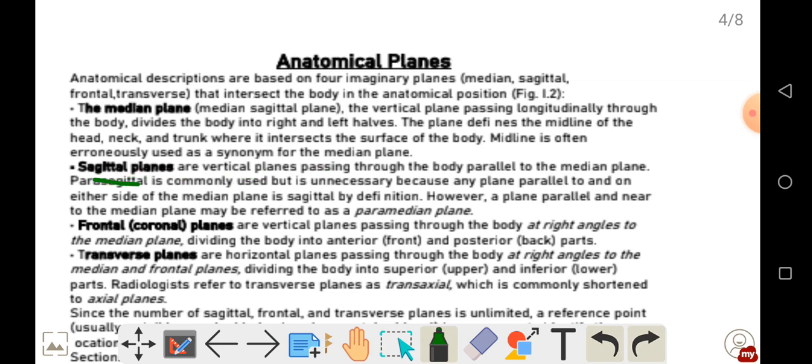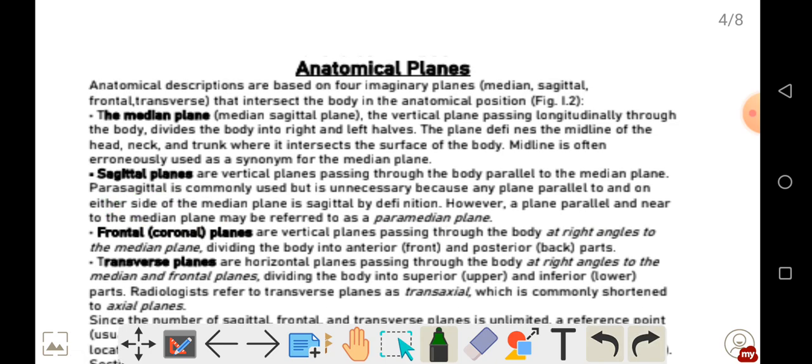Parasagittal is commonly used, but it is unnecessary because any plane parallel to and either side of the median plane is sagittal by definition. However, a plane parallel and near to the median plane may be referred to as the paramedian plane. So it is important to take note of these terminologies.